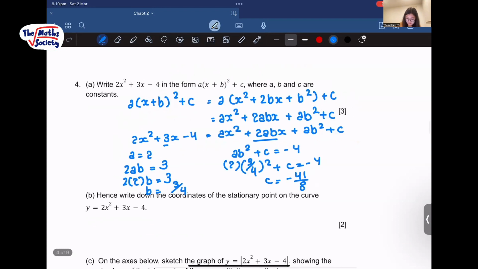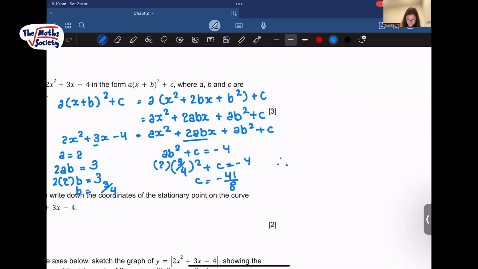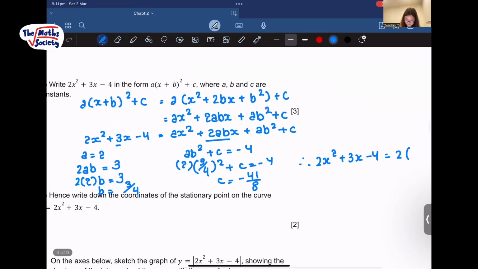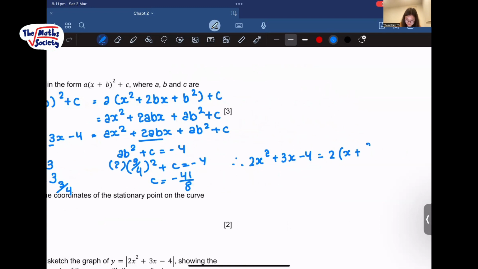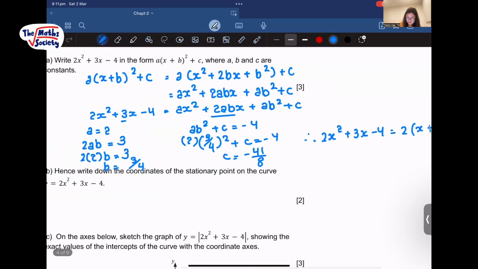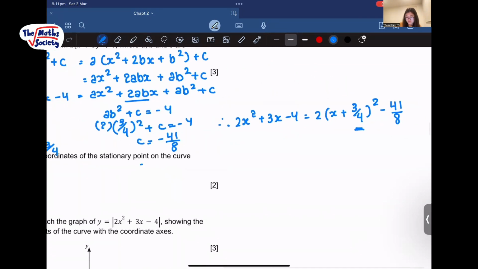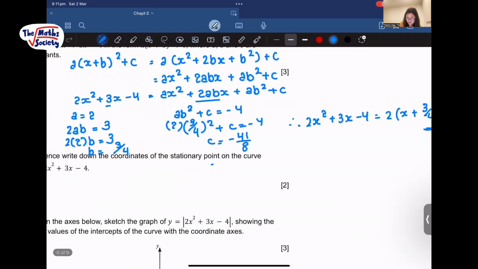Yep, so you can write it in the form they ask for: 2x squared plus 3x minus 4 is equal to 2 times (x plus 3 by 4), the whole square, minus 41 by 8. Yep, and then they ask you to write the stationary point. So we just look at it from the form here. We have to take the minus of it, and this is the same thing. So the stationary point will be minus 3 by 4, comma, minus 41 by 8.